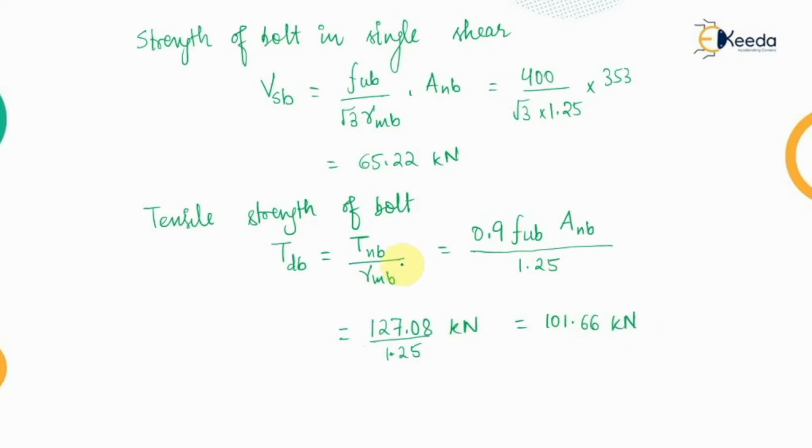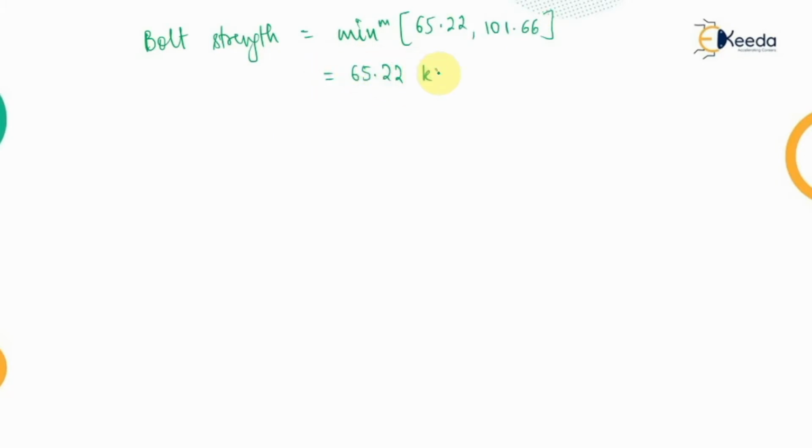Now that means the strength of the bolt will be equal to 65.22, because that is the lesser of these two values. So the bolt strength or the bolt value is the minimum of the two values, that is of 65.22 or 101.66. Out of these two, the minimum value is 65.22 kilonewton, and that is given by the bolt value, represented by BB.